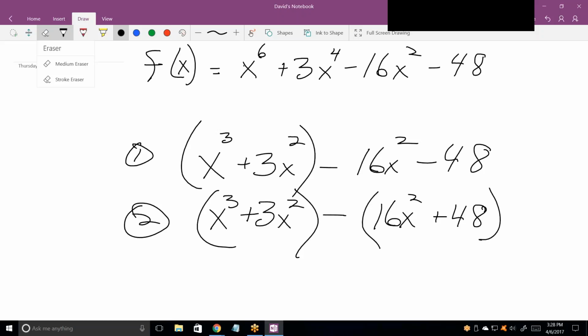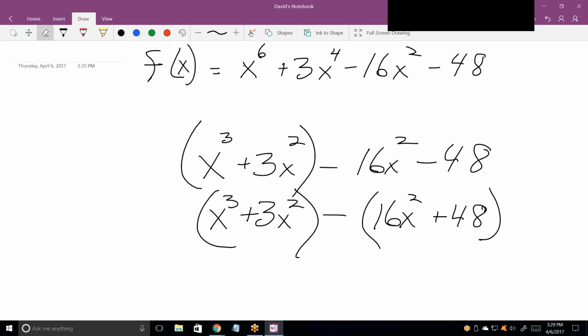See why I had to change the sign on the 48? Because I put parentheses, because of that subtraction. If that subtraction sign was an addition sign, then I wouldn't have had to do that. I would have put the parentheses around there, but I would not have had to change the sign of anything.